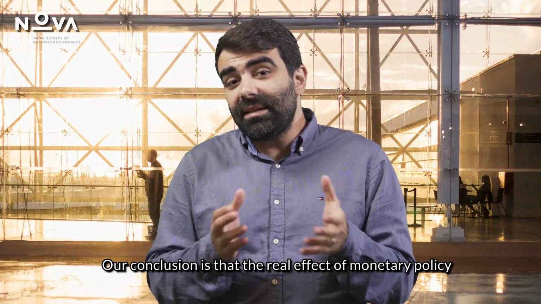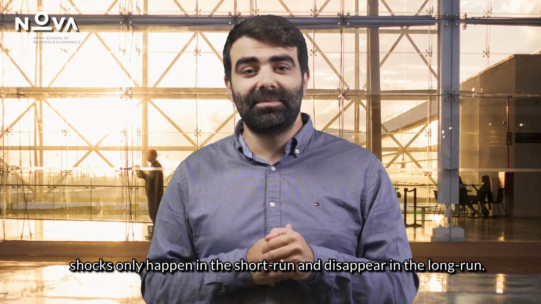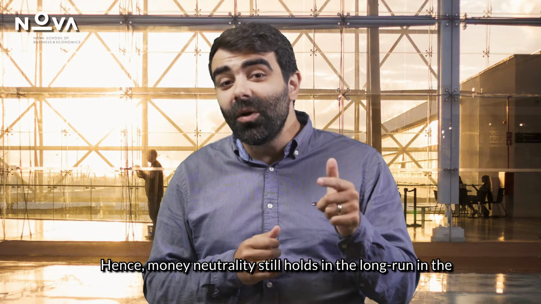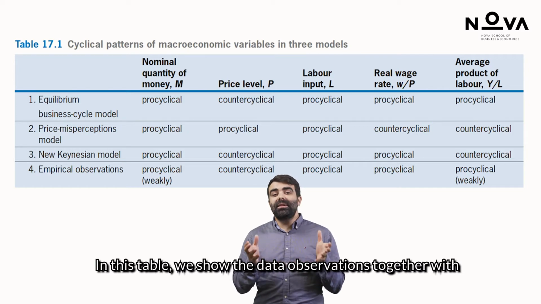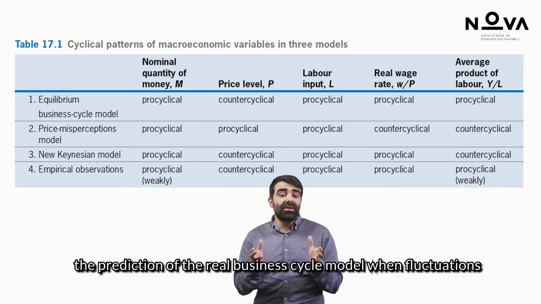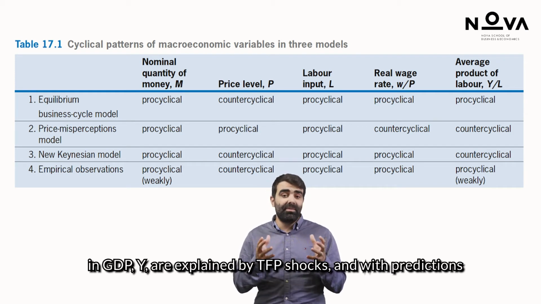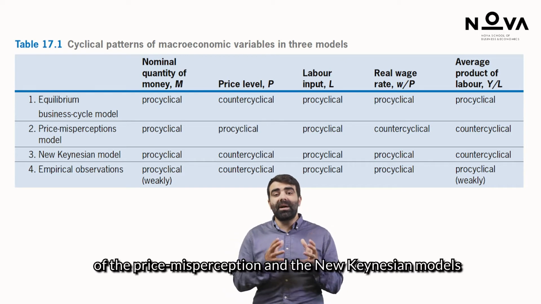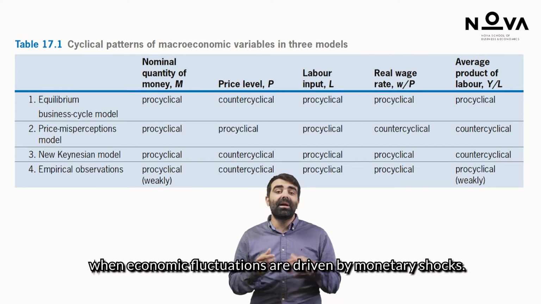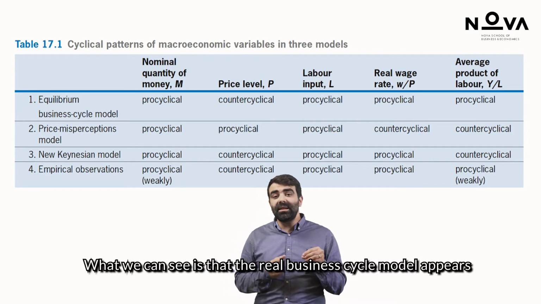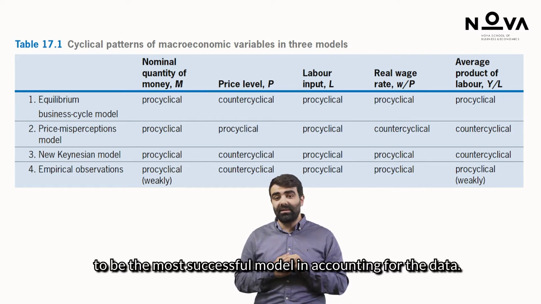Our conclusion is that the real effects of monetary policy shocks only happen in the short run and disappear in the long run. Hence, money neutrality still holds in the long run in the new Keynesian framework. In this table, we show the data observations together with the prediction of the real business cycle model when fluctuations in GDP Y are explained by TFP shocks, and with predictions of the price misperception and the new Keynesian models when economic fluctuations are driven by monetary shocks. What we can see is that the real business cycle model appears to be the most successful model in accounting for the data.